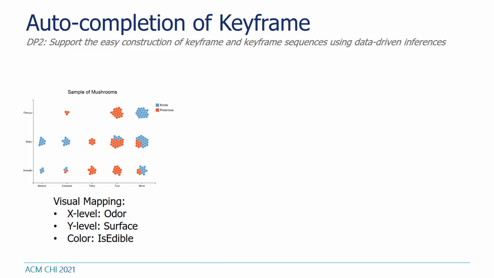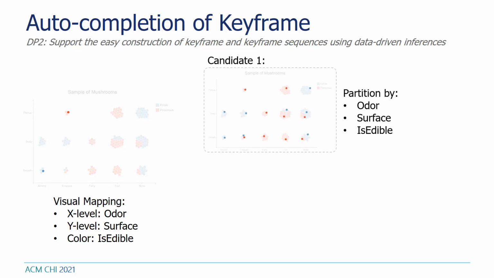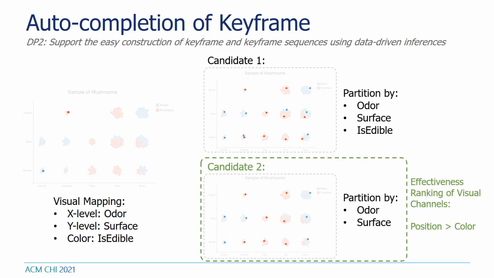To facilitate the easy construction of keyframes and sequences, CAST incorporates data-driven auto-completion for keyframe construction. In this example, the user selected 2 dots which have different values in all 3 attributes. The first candidate suggestion would be partitioning all marks according to 3 attributes and suggesting 1 mark from each color in each facet. However, these 3 attributes are encoded with 2 visual channels, position and color. Since position has higher visual effectiveness than color, the suggestion of CAST would be partitioning only by the attributes encoded with position and suggesting 1 mark from each facet.